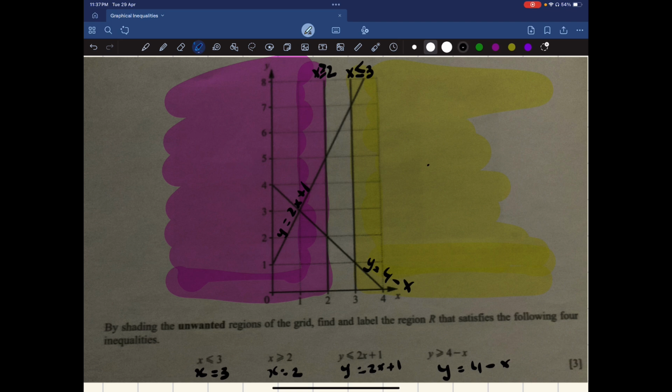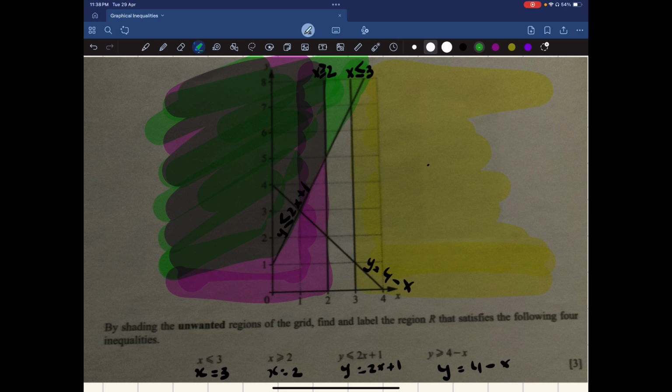Now let's come to the third line. y is less than or equal to 2x plus 1. It is a slant line. Less than means we need the region below the line. So the region below the line is the required region. What are we going to shade? We are going to shade the region which is above the line because that is our unwanted region.